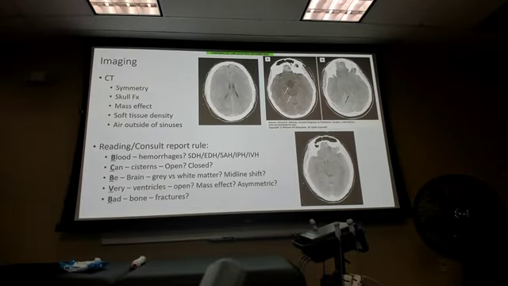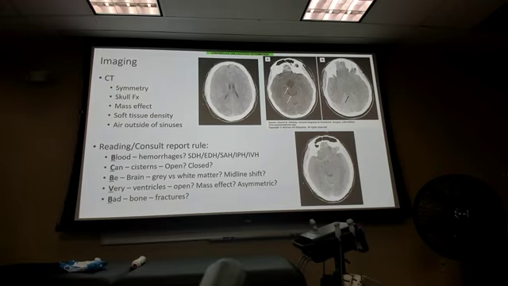Alright, imaging. Going back to that CT, we're looking for symmetry, we're looking for skull fractures, mass effects, soft tissue densities, air-filled sinuses. So this is a mnemonic, I think it's called, right? That an actual neurosurgeon taught me, so now I'm teaching you. Okay, so this is how you read a head CT and how you then consult neurosurgery, they want this. Okay, so the mnemonic is: blood can be very bad.